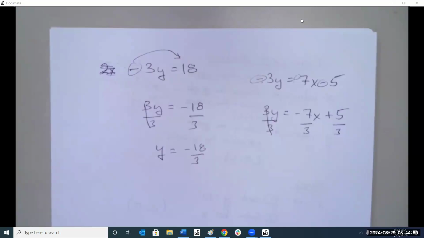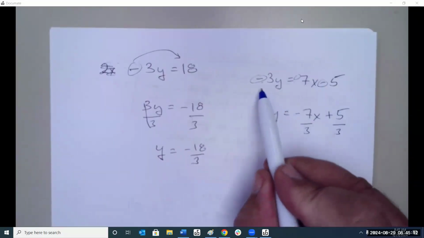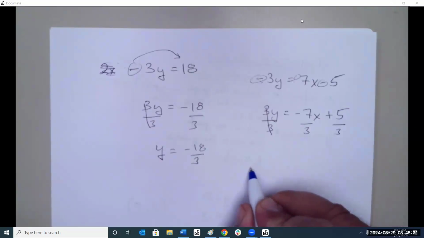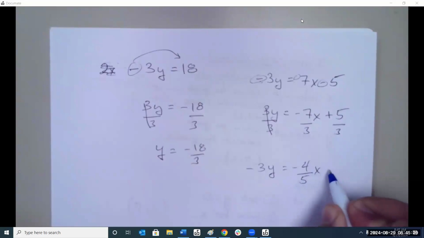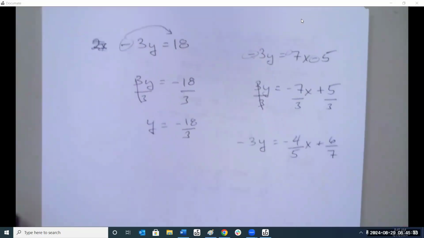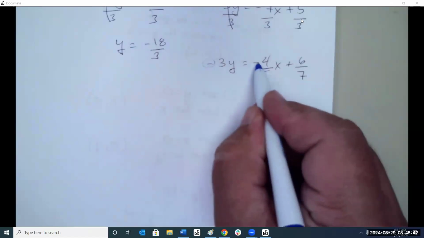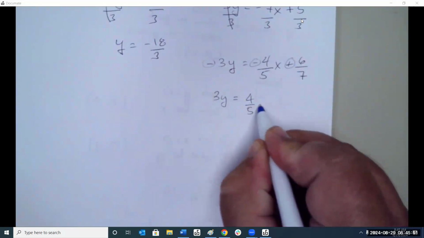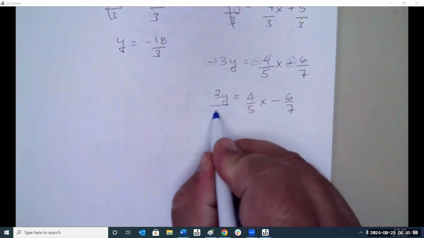Trust me, that's going to save you so many chances of mistakes. Treat them both separately. Because what you're really doing is you're multiplying by -1 across the board. But it's much easier, instead of multiplying by -1, just change the signs. Even if it's a fraction. What would be your first step here? Change the signs. So that's going to be a positive 3y, a positive 4/5x, and a negative 6/7. Then you're going to divide everybody by 3.